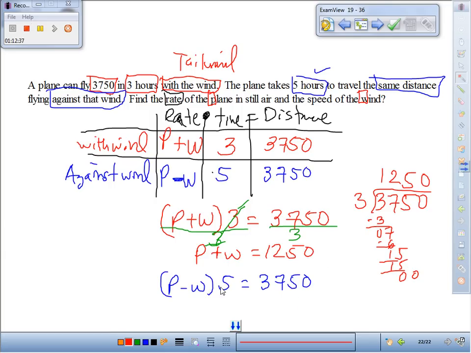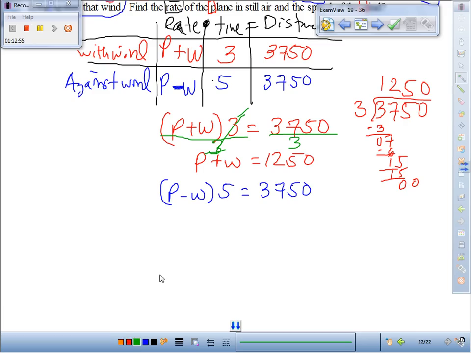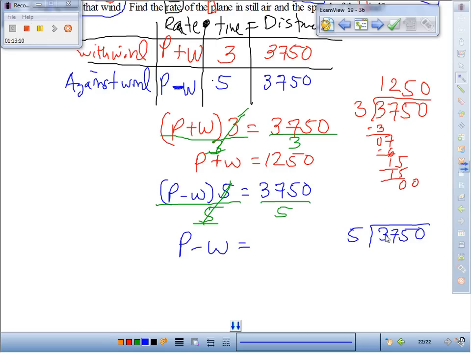So, this simplified to this, let's do the same to this one. Divide by 5, divide by 5. We're left with P minus W equals, let's do the long division. 3,750 divided by 5. It doesn't fit here, but it fits here how many times? 7, that's 35. Subtract, that's 2. Bring down the 5. It's in there 5 times. That's 25. Bring down the 0, and it's 0. So this is 750. Are we there so far?